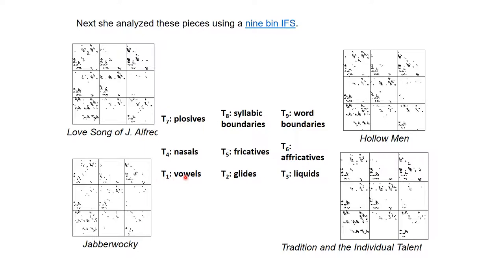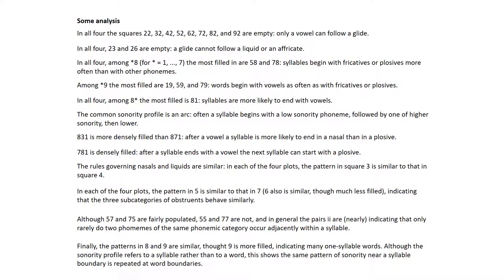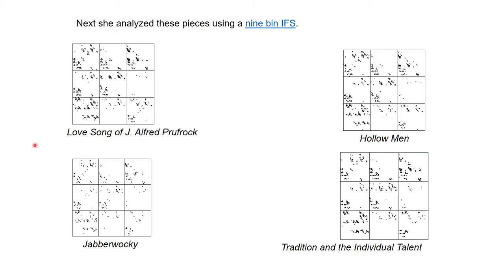And the rules were, T1 will be vowels, T2 is glides, T3 is liquids, T4 is nasals, T5 is fricatives, T6 is affricatives, T7 is plosives, T8 is syllabic boundaries, and T9 is word boundaries. So that is how the 9 bins were defined. And these are some of the analysis. I don't want to go into details of this analysis. That will take too much time. But yes, one can always look at these graphs and do some analysis.